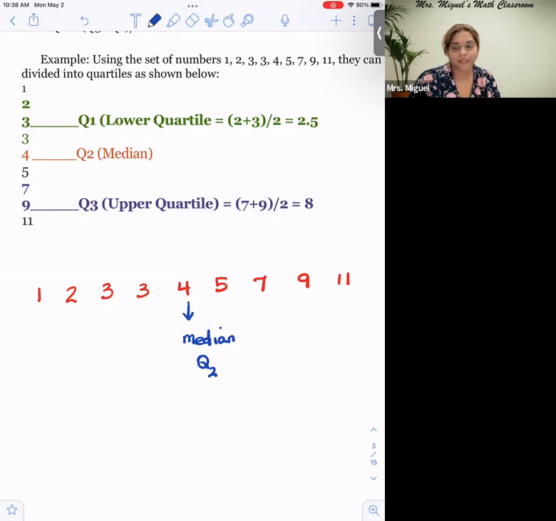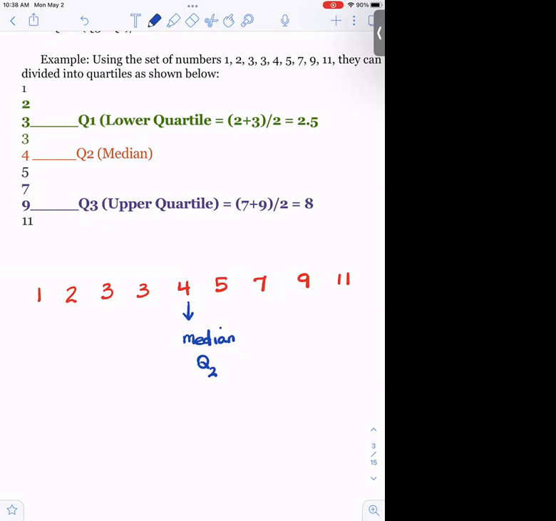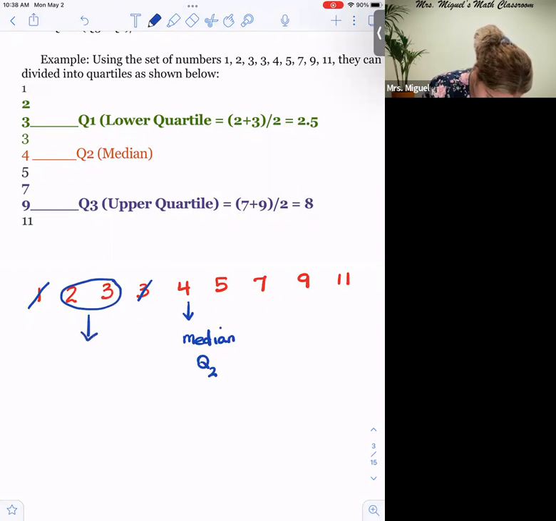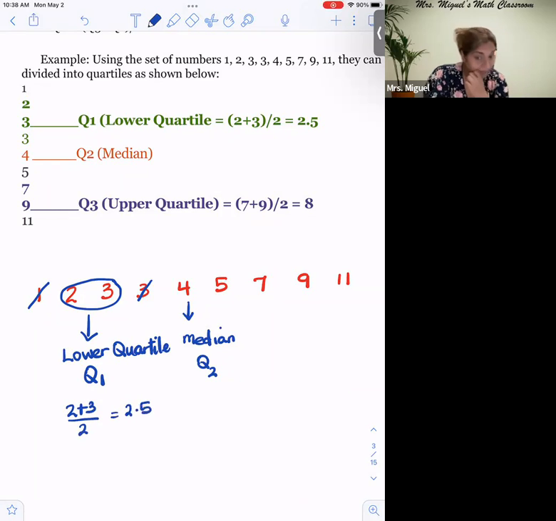All right, are we finished? Yes, miss. Right, so we want to find the lower quartile. So we already have that. If we cross this number and cross this, the lower quartile will be the average here. So the lower quartile, Q1, is 2 plus 3 divided by 2, which is 2.5. Write down that and find for me the upper quartile.